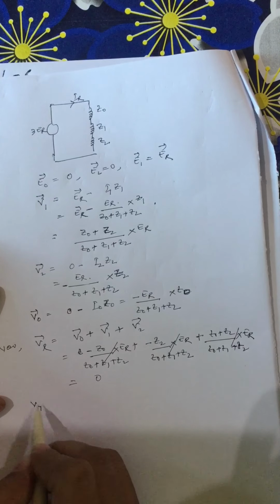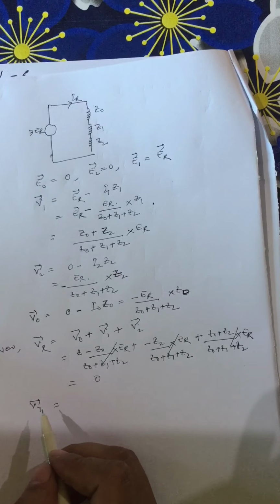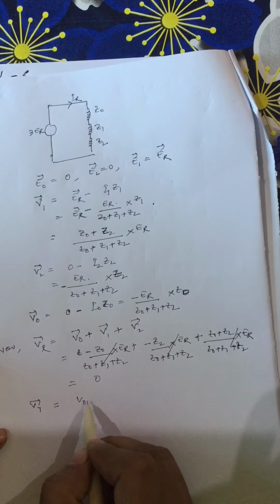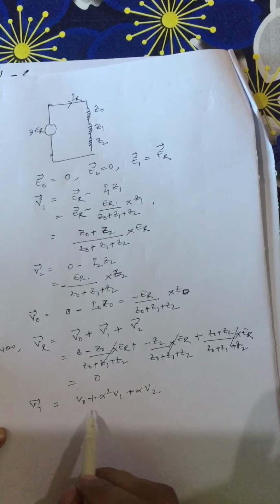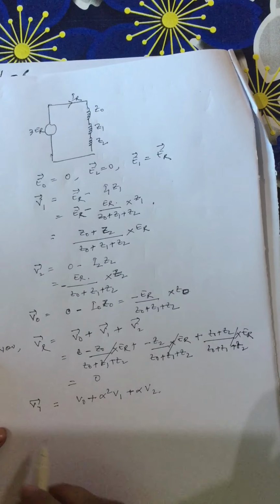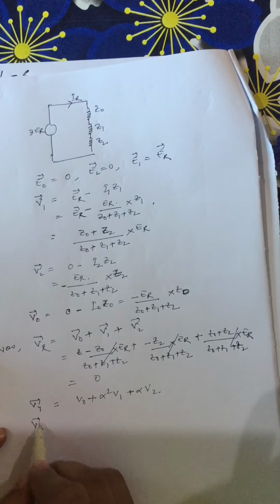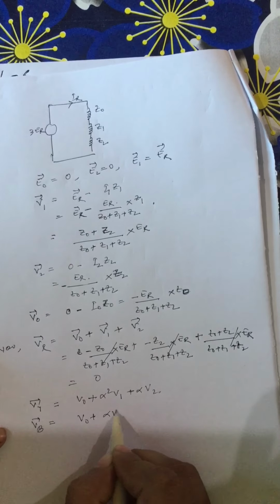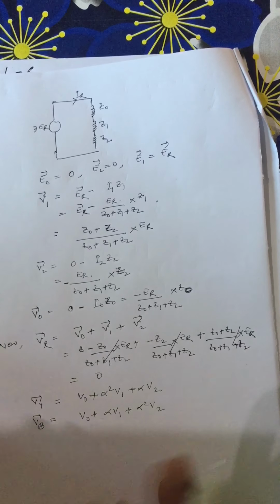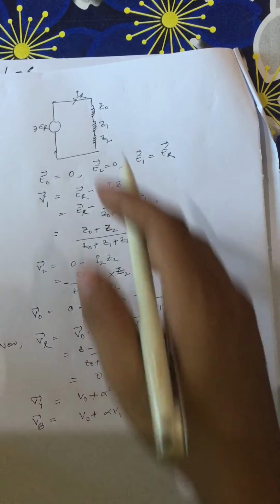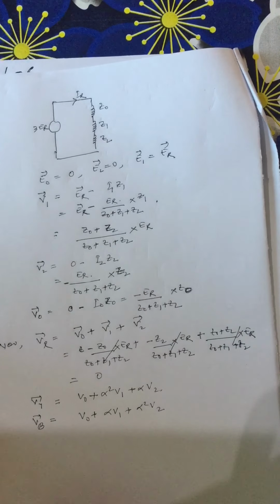We can find Vy equals, as we discussed before, V0 plus alpha square V1 plus alpha V2. We can put in the values of V0, V1 and V2 and easily find out Vy, and Vb will be V0 plus alpha V1 plus alpha square V2. So this was all about the single phase to ground fault, and how we can simplify a complex phasor diagram into a very simple diagram in order to find out the terminal voltage and the fault current. Thank you.